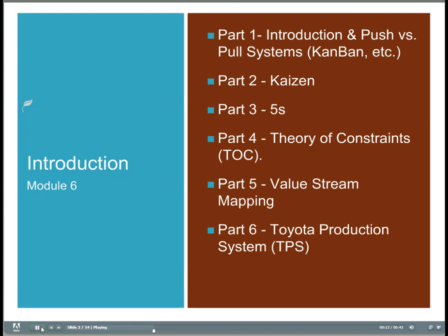Part 2 is Kaizen, which is continuous improvement. Part 3 is 5S, which is devoted to tools for getting organized. Part 4 is the theory of constraints, made famous by Goldratt in his book, The Goal. Part 5 is about value stream mapping, a very popular tool used today. And Part 6 is devoted to a specific look at the Toyota Production System and its impact on the world of Lean.